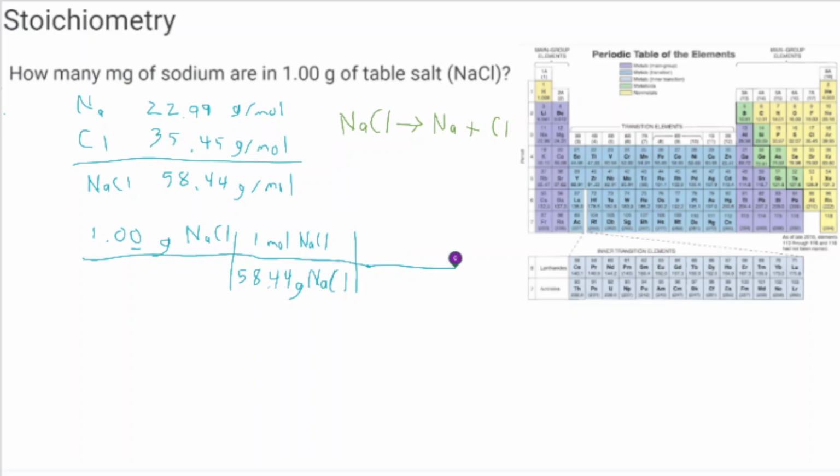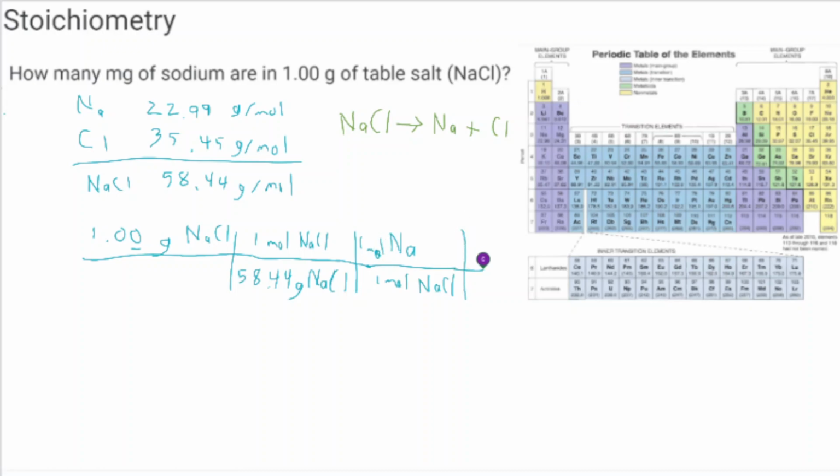So we're in units of 1 mole of sodium chloride right now, and so we need to put moles of sodium chloride down here on the bottom. So for every 1 mole of sodium chloride, we're going to have 1 mole of sodium. And since we don't have any coefficients written, it's assumed to be 1. So we're going to have 1 mole of sodium.